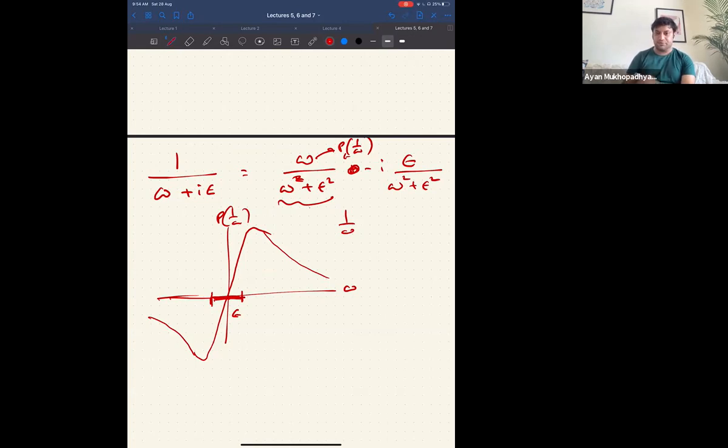So you should think of it as a distribution. A distribution is not a function itself, but when you integrate it with another function, it makes sense. That's the way you should think about a distribution. So it becomes like this.